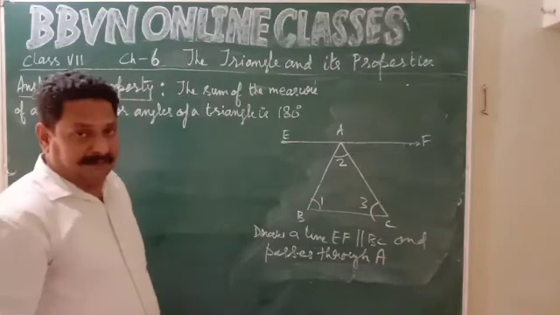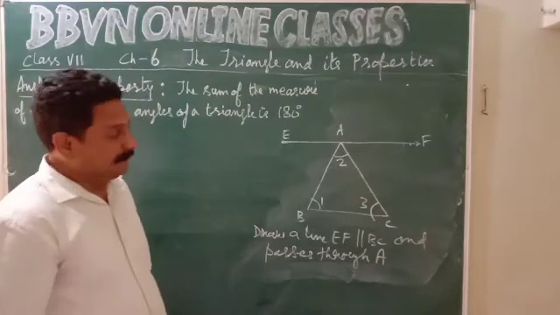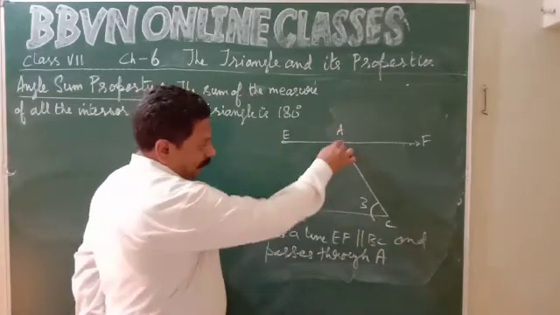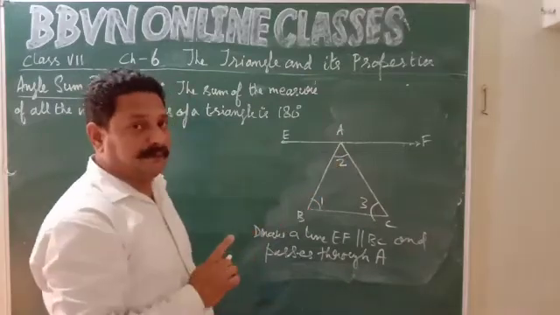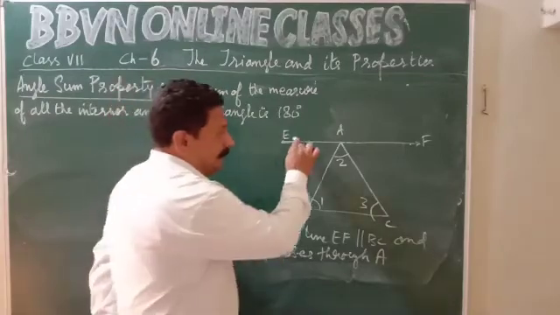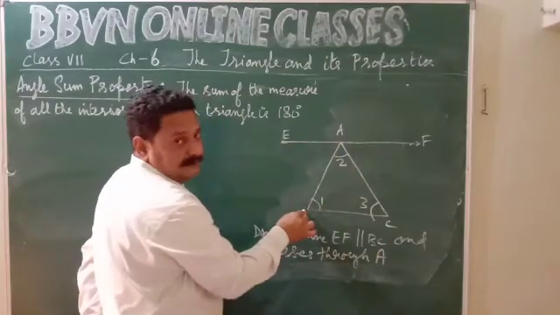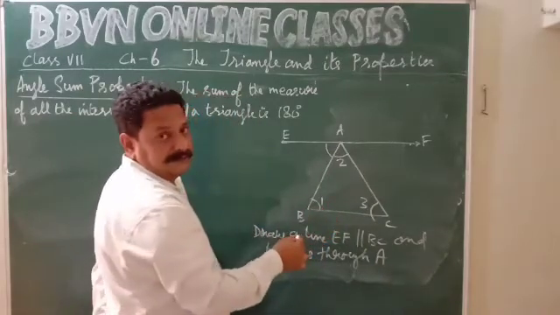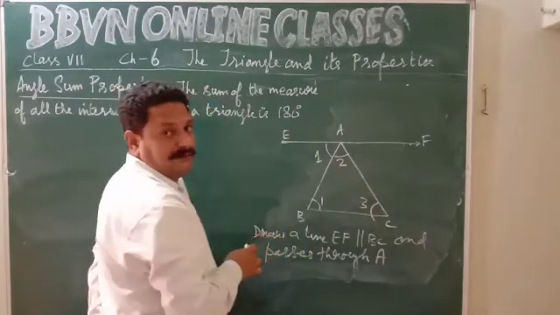So in the previous chapter we have studied about parallel lines and transversals. So EF is a line which is parallel to BC. So AB can be the transversal. Now if AB is the transversal, we have studied a property that alternate interior angles will be equal. EF and BC are two parallel lines. AB is the transversal. So this angle and this angle, they are alternate interior angles. They have to be equal. So if this measures angle 1, this is also equal to angle 1.